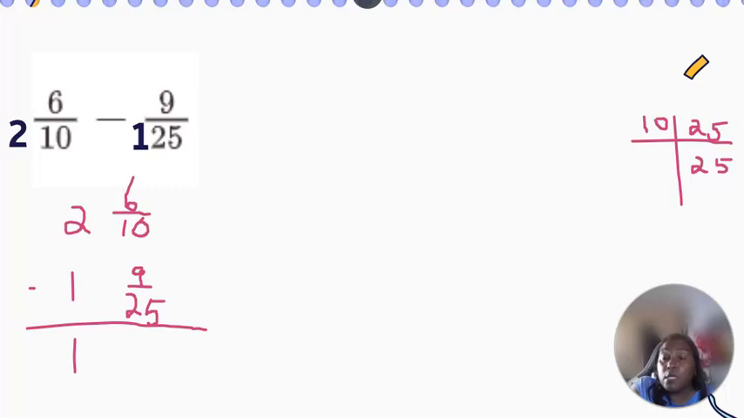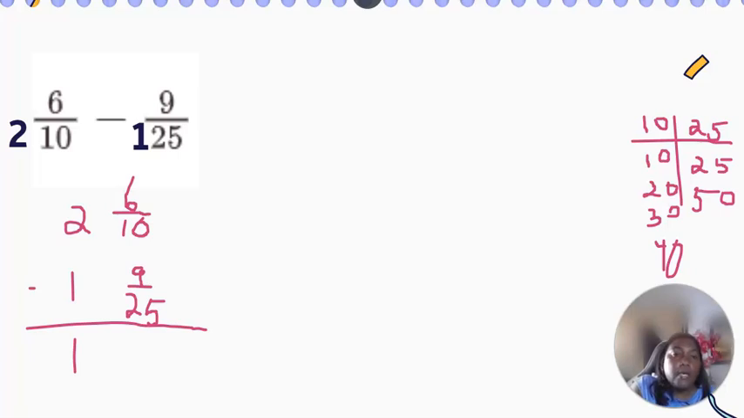25 times 1 equals 25, and 25 times 2 equals 50. Ooh, that ends in 0. I know if I count by 10, 10, 20, 30, 40, I will get to a common denominator of 50. So my common denominator that I'm going to choose is going to be 50.